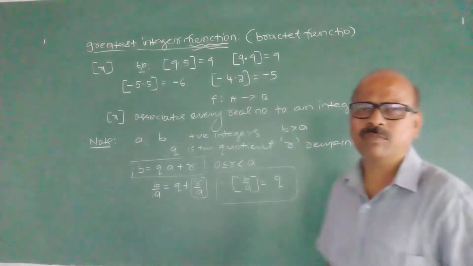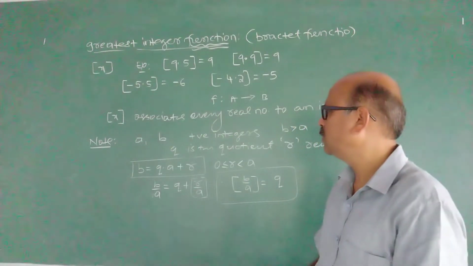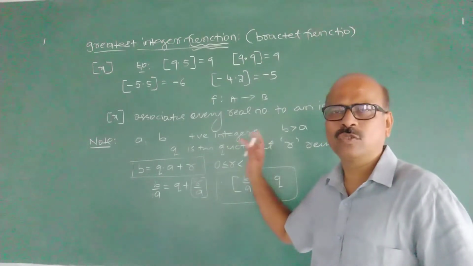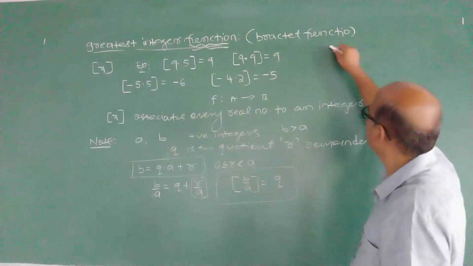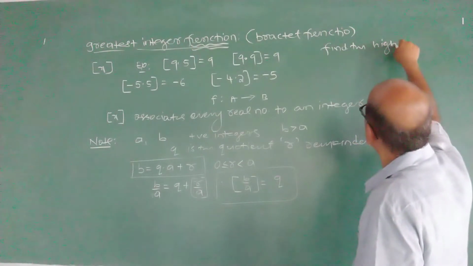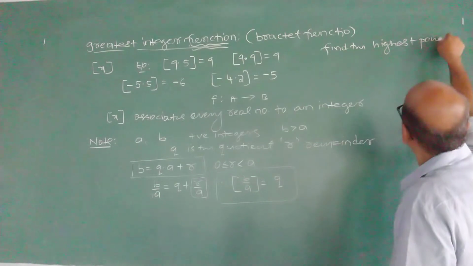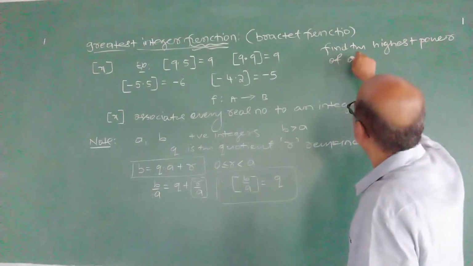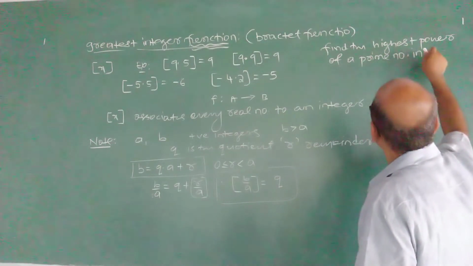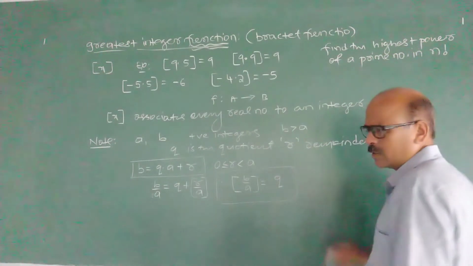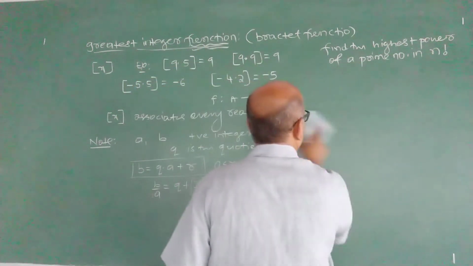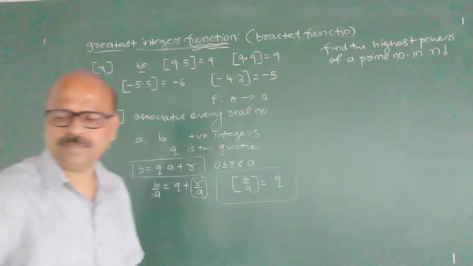Now, I take one example where we use this bracket function. To solve that problem, we use the bracket function. The problem is: find the highest power of a prime number in n factorial. In this type of problems, we use the greatest integer.